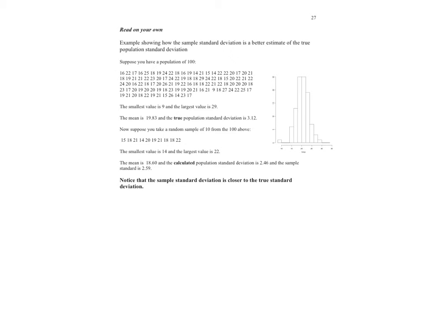And in this first example, here we have a population of 100. And in that population, the smallest value is 9, the largest value is 29. And here's the mean and the true population standard deviation, 3.12. Now, suppose you take a sample of 10. Now, the smallest value is 14 and the largest value is 22. So just like what we talked about, the sample range is smaller than the population range. And so that is the key point from this example.